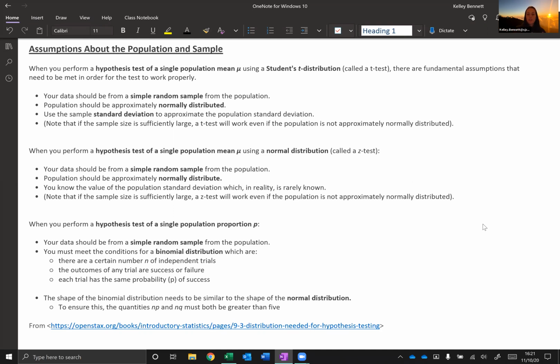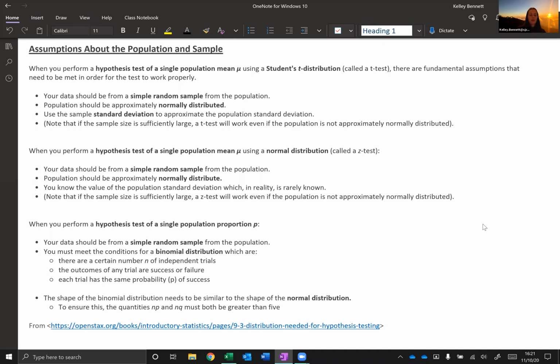And the last thing, if we're going to do a t-test, is we have to use the sample standard deviation as an approximation to the population standard deviation. That is to say, make sure that we don't know our population standard deviation. And now we've met all of our assumptions for using a t-test.